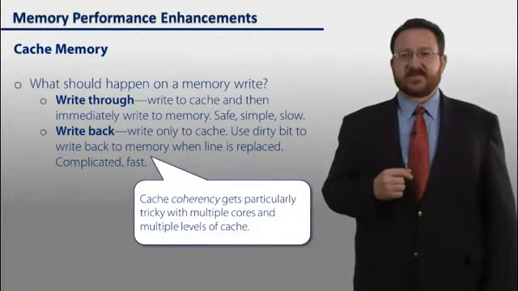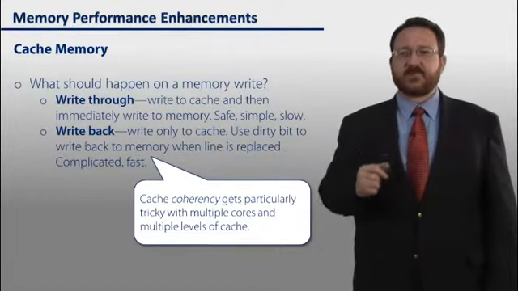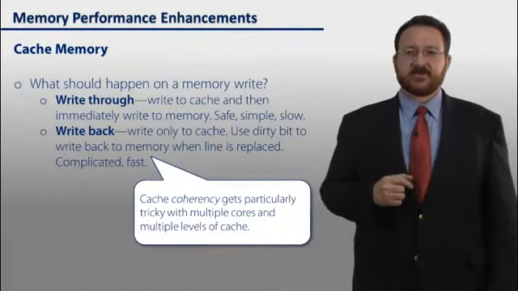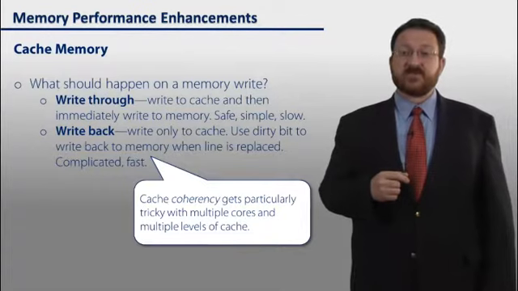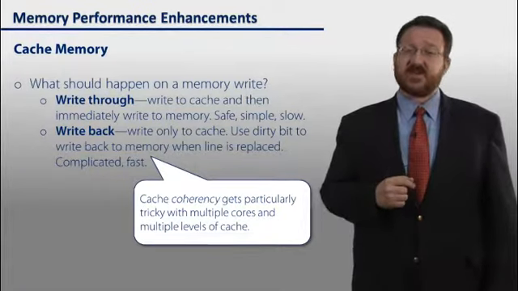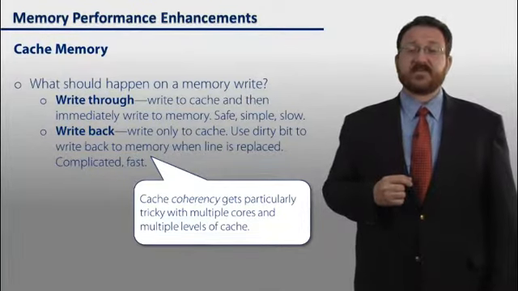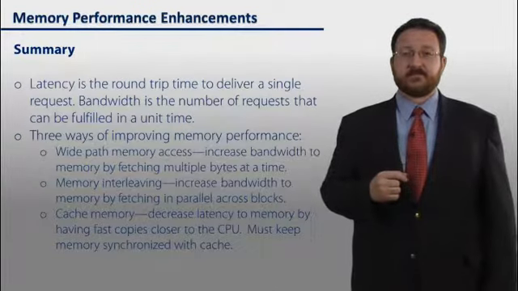Cache coherency, that is, keeping the cache synchronized with main memory, gets particularly tricky when you're dealing with multiple cores in the CPU and multiple levels of cache, because they all need to be synchronized even across the various cores.